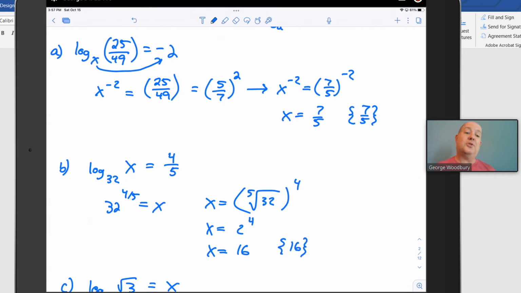I could also have raised 32 to the 4th power first, which is a pretty big number, and then try to figure out the 5th root of that. This was more efficient.